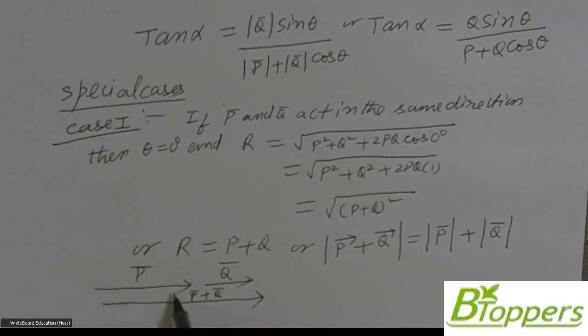For example, if a particle is displaced by 4 meters towards east, and next 3 meters towards east, that means in the same direction, the net displacement will be 7 meters towards east. That means the direction of the resultant or vector sum of two vectors will be same as the direction of either vector, if the two vectors are in the same direction. And magnitude of the vector sum of two vectors will be equal to ordinary sum of the magnitudes of the two vectors, when the two vectors act in the same direction.